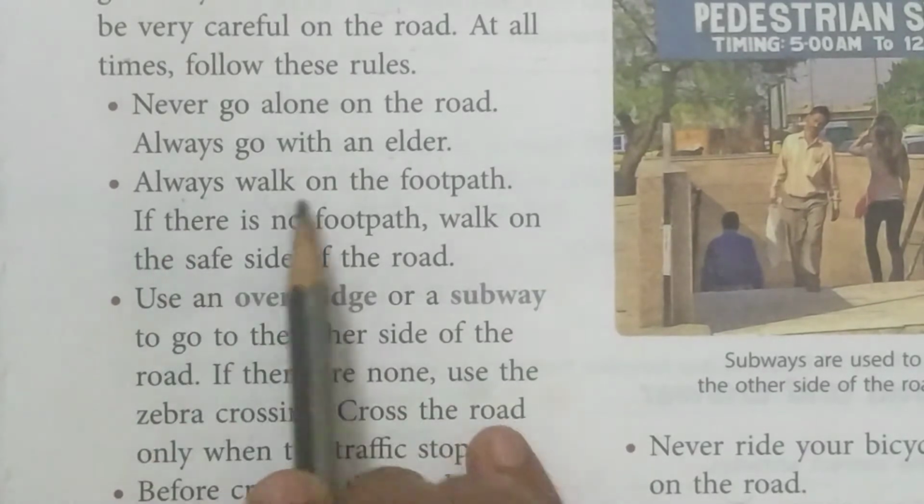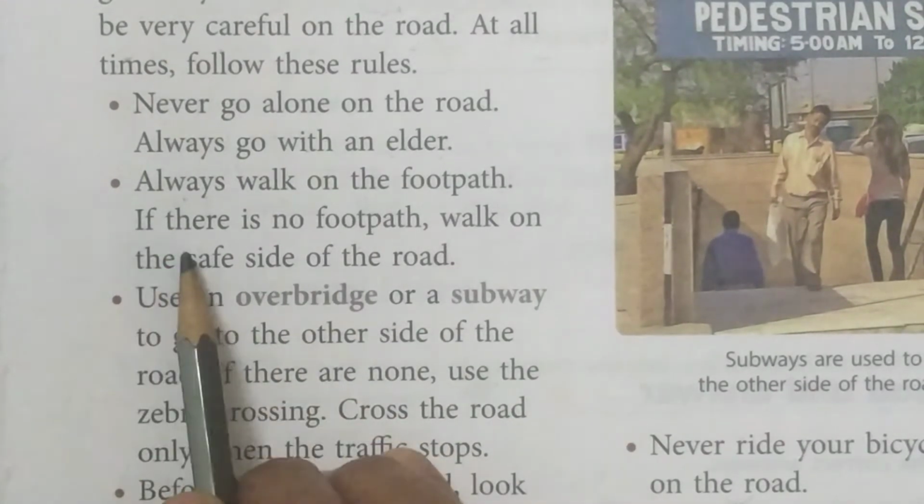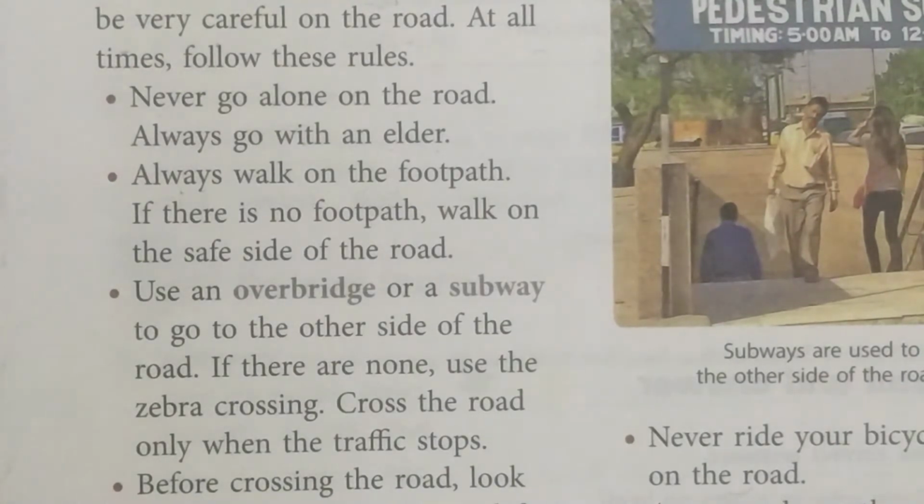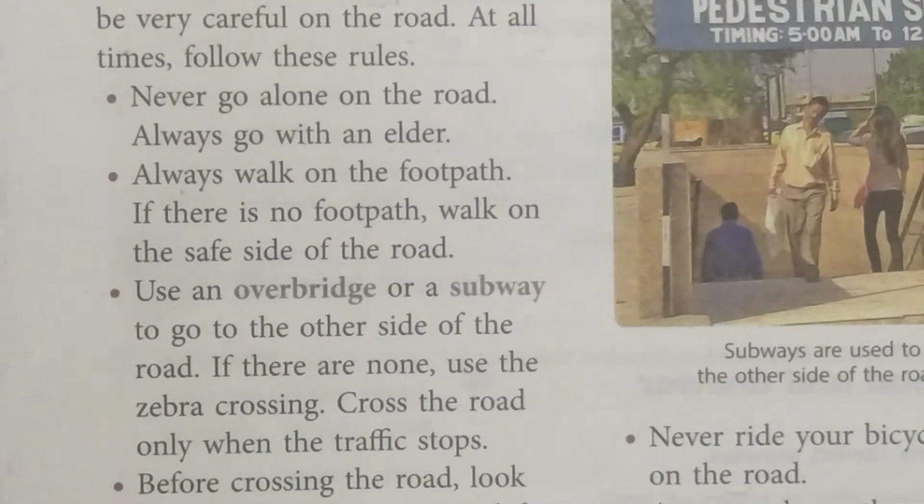Always walk on the footpath. If there is no footpath, what do you have to do? You have to walk on the safe side of the road. Otherwise, you have to walk on the platform, or you have to keep on your left. Keep on your left. Okay? Yes.